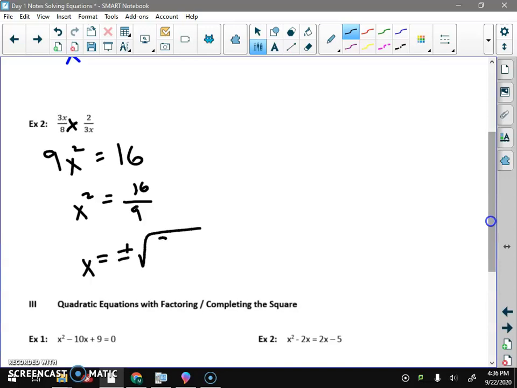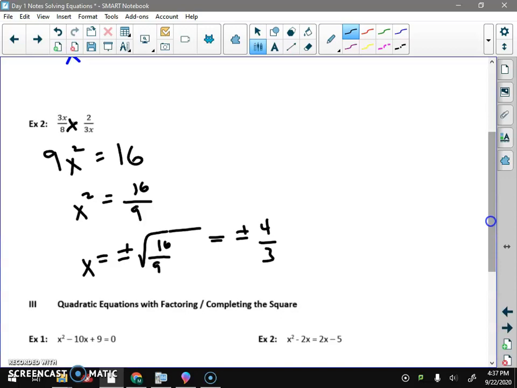Again, the plus and minus. Pardon me. 16's on top, 9's on the bottom. Why leave it like that? Because they're both perfect squares: plus or minus 4/3. 4/3 or negative 4/3. Nice, elegant, easy answer.